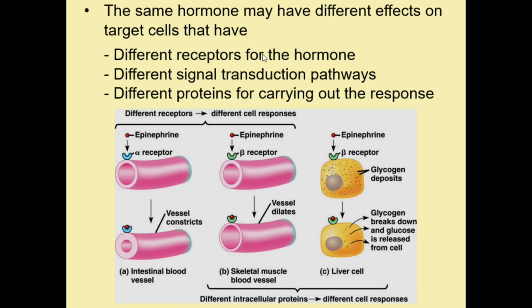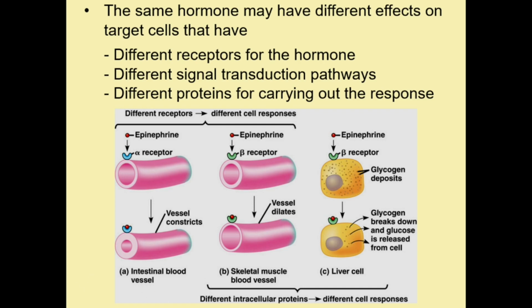So as an example, we can look at this diagram and follow three different responses to the hormone epinephrine, or adrenaline. What we know is that when epinephrine is released, one of the things it will do is help to prepare us for fight or flight. It's one of the hormones that is produced during the fight or flight response, or in response to the sympathetic division of our autonomic nervous system.